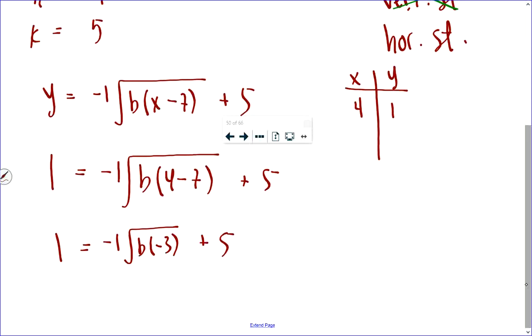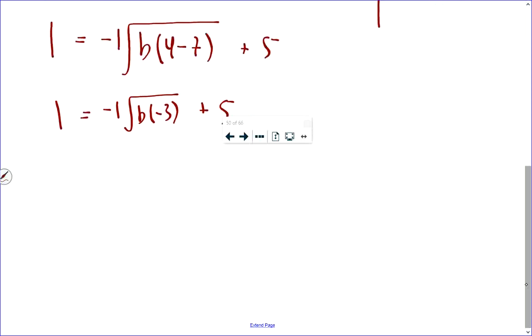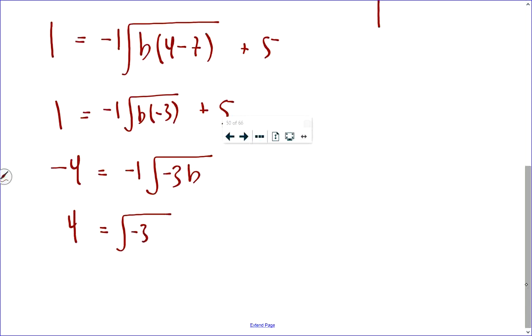Well, I can subtract 5 from both sides and get negative 4 is equal to negative 1 root. I'm just going to write this as negative 3b. Divide both sides by negative 1, I get 4 equals the square root of negative 3b. If I square both sides, I get 16 equals negative 3b. So b is negative 16/3.